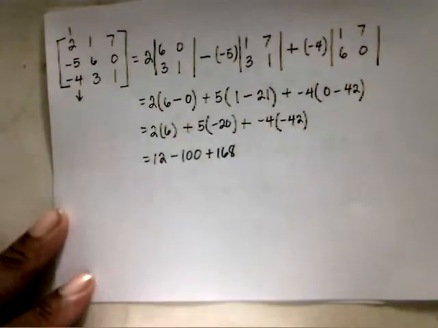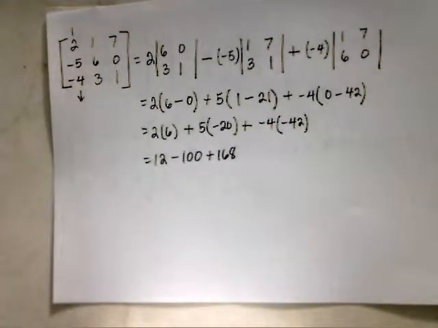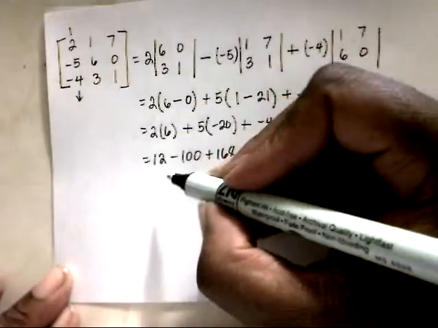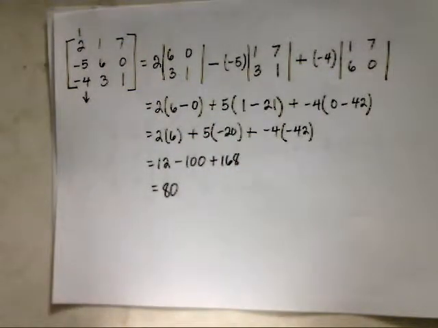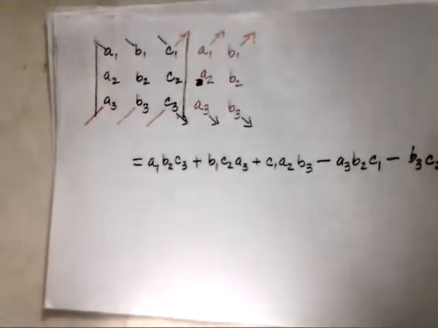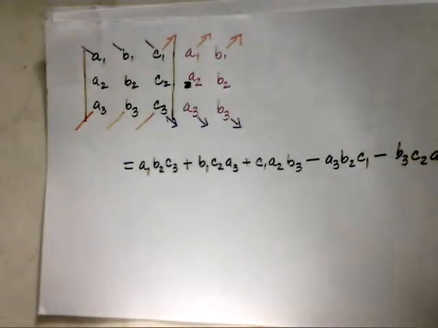So that's plus 168. Now, if you do -12 plus 100, that's -88. -88 plus 168 will give you 80. So the determinant of that 3 by 3 matrix using expansion by minors would be 80. Now I realize that that can be quite a little bit time consuming here, but I'm going to show you how I would do it using this approach that I mentioned not too long ago.